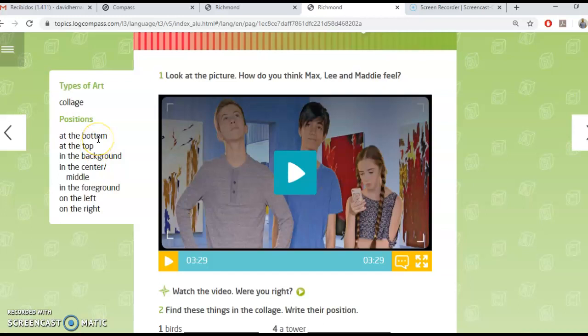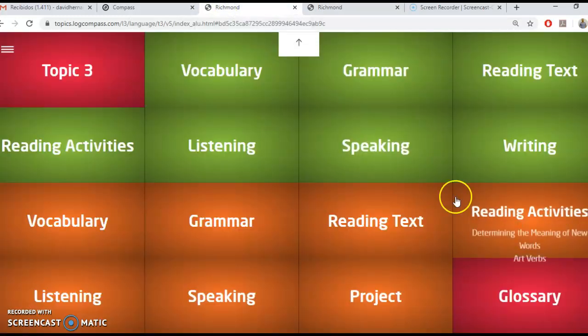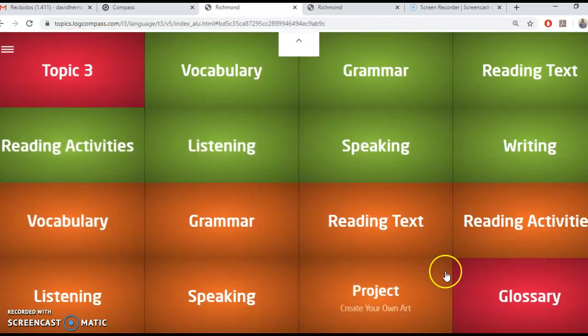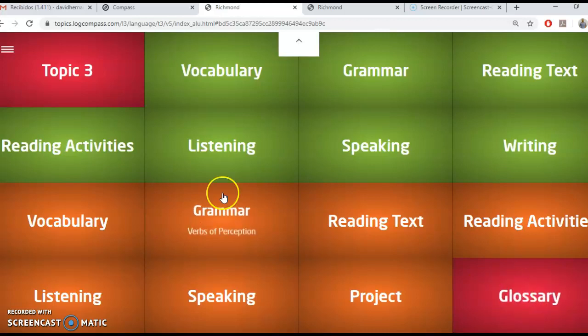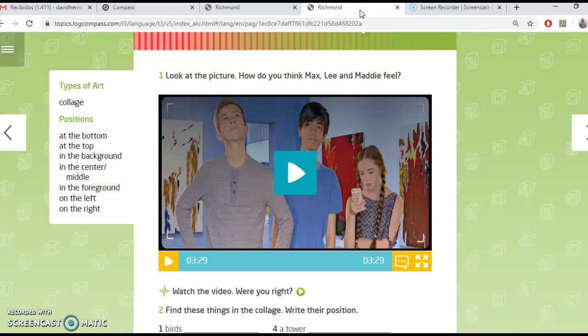So we have words about positions: at the bottom, at the top, in the background, in the center or in the middle, in the foreground, on the left, on the right. The meaning of these prepositions are given to you on the glossary area of the topic 3. If you open the topic 3, you're going to see the last corner on the right. At the bottom, you're going to see the word glossary. There you will see the definitions. Nonetheless, I'm going to explain them very quickly.